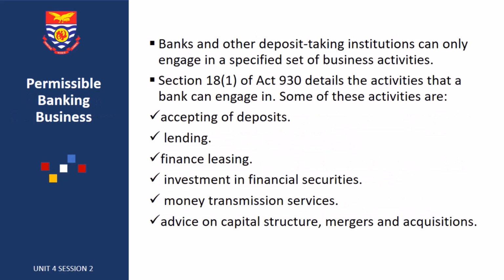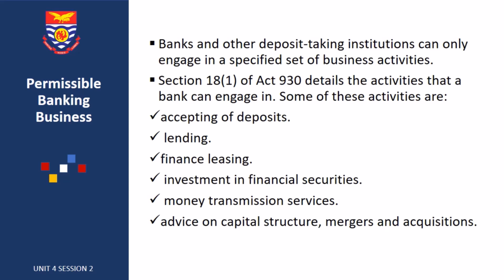So banks and other deposit-taking institutions can engage in a specific set of banking activities. Section 18, page 1 of Act 930 details the activities that a bank can engage in. Some of the activities that a bank can engage in include: 1. Accepting of deposits. Once the bank has gained the license from the Bank of Ghana, it has the permission to take or accept deposits from customers who have registered with them and are willing to trade with them.